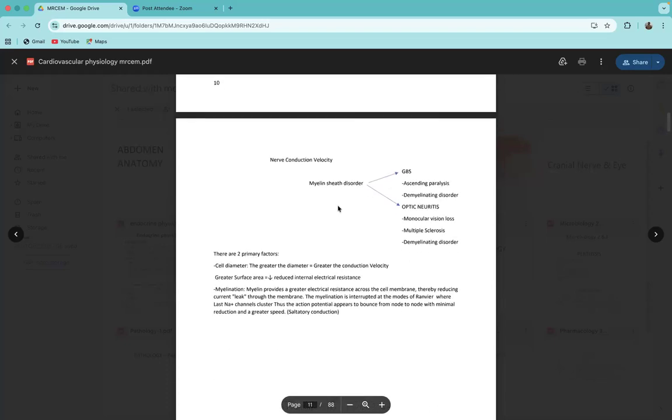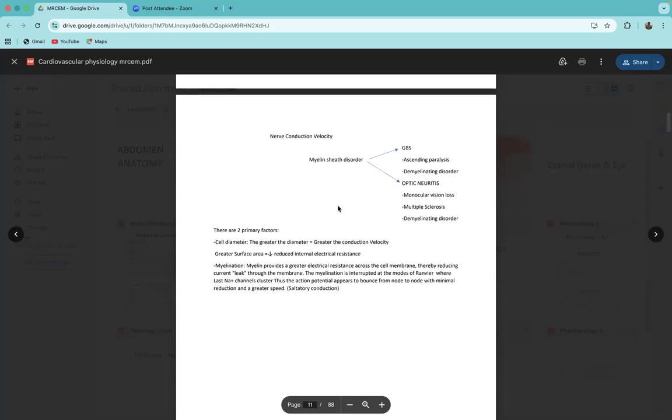Moving forward, we all know that the action potential, or the conduction, moves through the myelin sheath. What happens if the myelin sheath is not working properly, and what are the diseases that may occur? In case of myelin sheath disorder, there may be Guillain-Barré syndrome and optic neuritis.